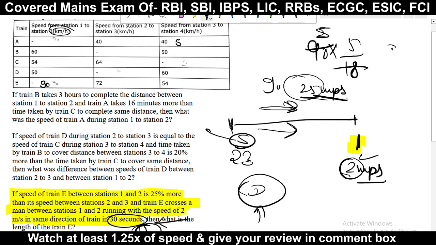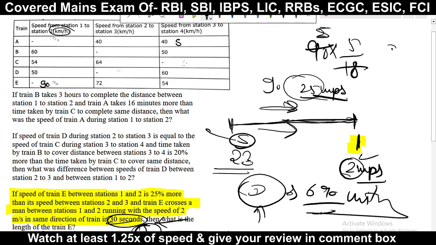Distance will be this train's length. Got it or not? We are not calculating the length of the platform here. This will be the length of the train only. So now just simply multiply 23 by 30. It will give 690, meaning 690 meters. This is the length of the train.